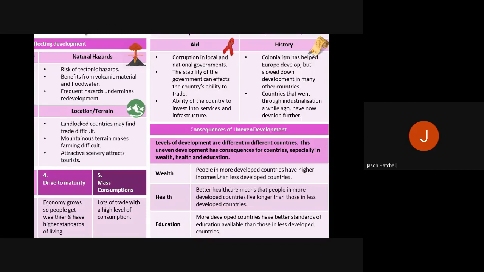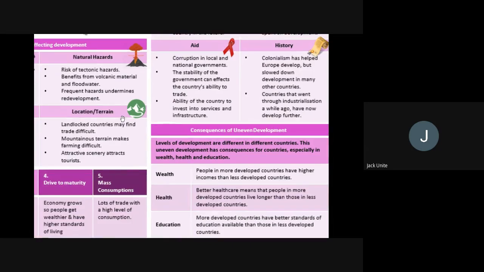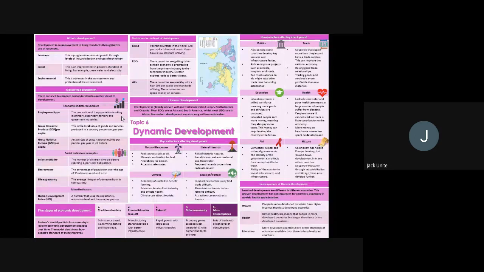Mr. Unite, have you got anything to add before we finish up? No, I think that's really good. I think we smashed through that nicely. There's a few key concepts, a few key terms, key physical and human factors, and then Rostow's model. So I think there's definitely plenty for them to get their teeth into and get some revision done.